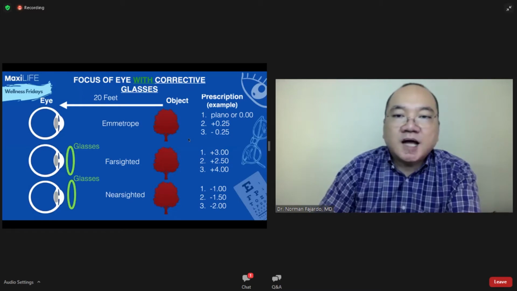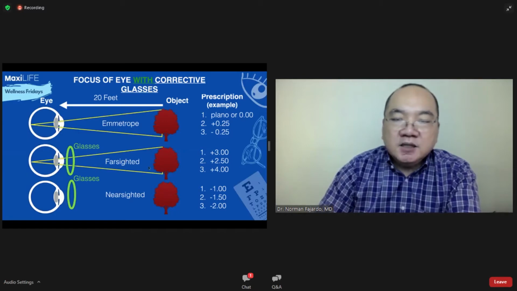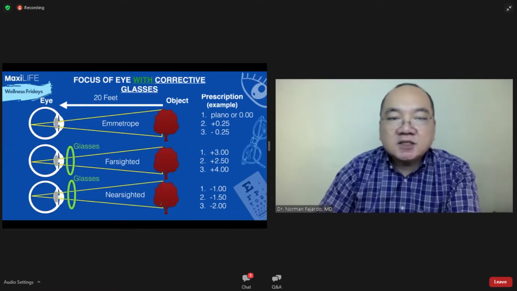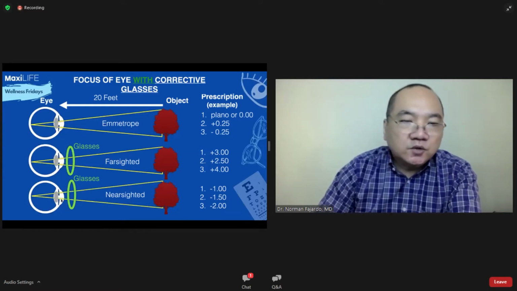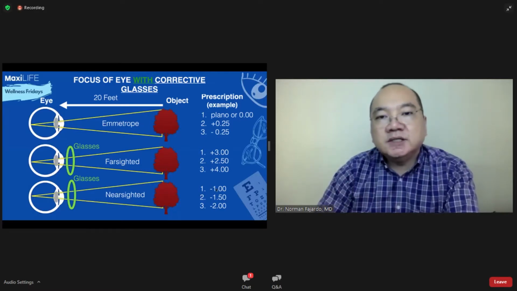So this is what happens when you have glasses. For an emmetrope, there's no problem. For the farsighted, the image has to pass through the glasses so that the glasses will help you focus the image on the retina. Similar to the nearsighted, the object has to pass through the glasses to focus the image on the retina for us to be able to see clearly.